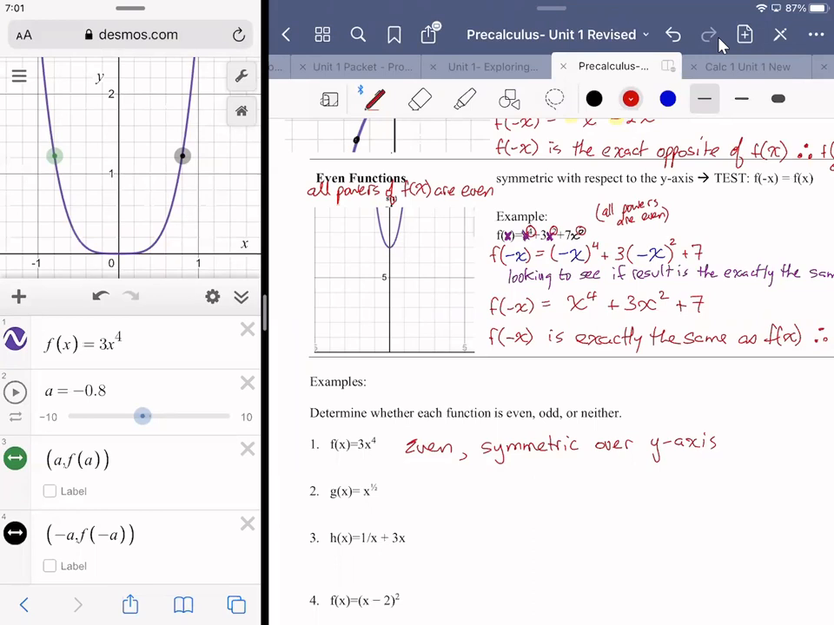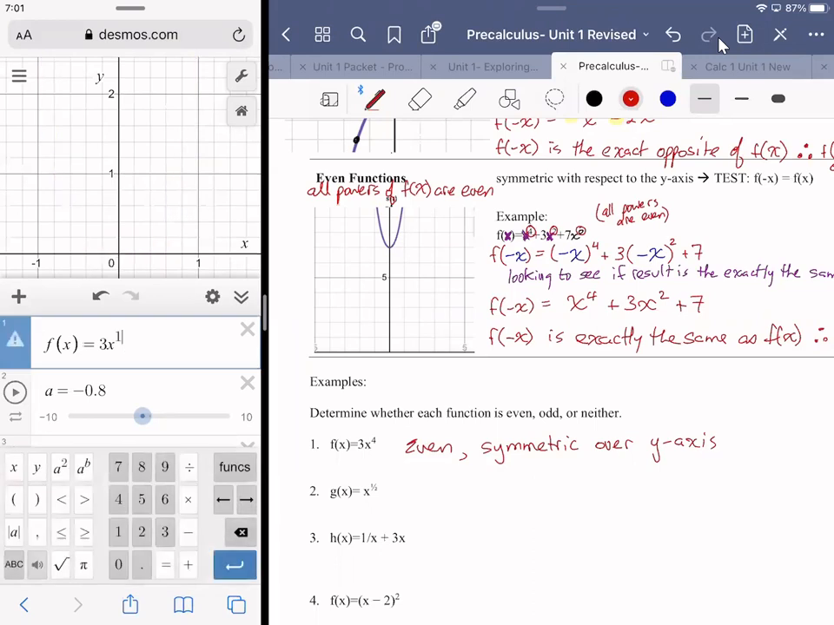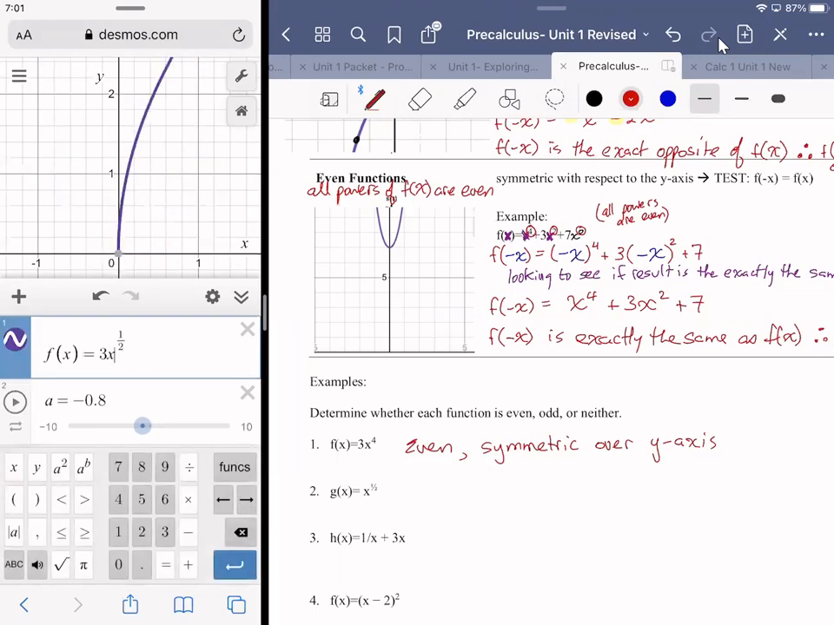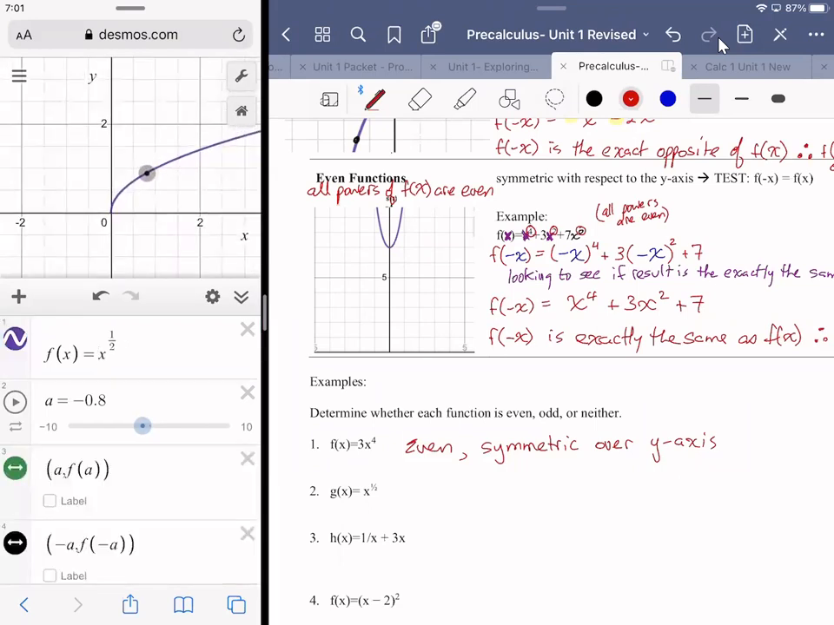All right, x to the 1/2. Get rid of that coefficient. All right, not symmetric with respect to the origin or the y-axis. So this is going to be neither, because it has no symmetry. It has to have one of those two types of symmetry in order to be an even or an odd function. It doesn't have either, so it's neither.